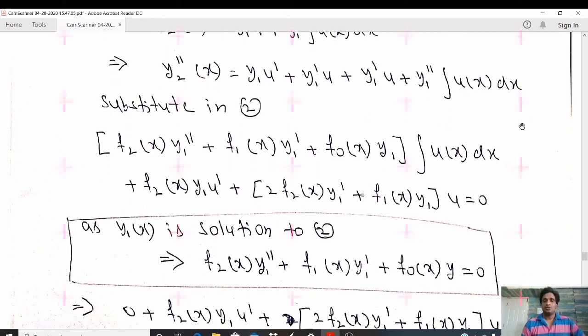All these values we are substituting in. Then if I take common the integration u(x) dx, this value we will get, plus y1 y dash u dash plus 2 y1 dash plus y1 y dash into u equals.